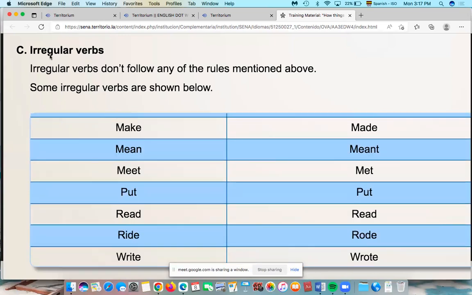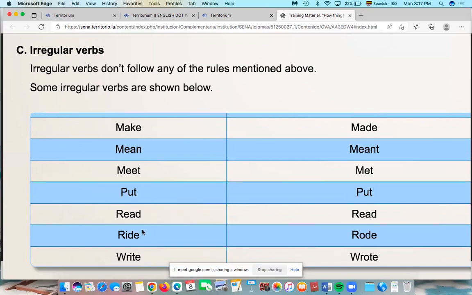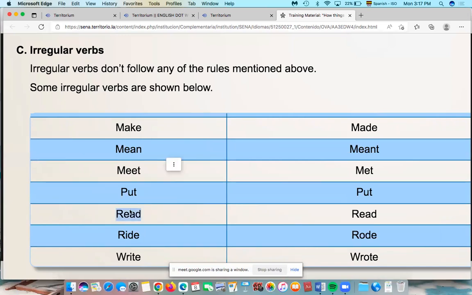So we call them irregular because they don't have a pattern, you see? Even this one, for example, read, you say that in present, and in past, you're going to say read. The pronunciation is different, okay?